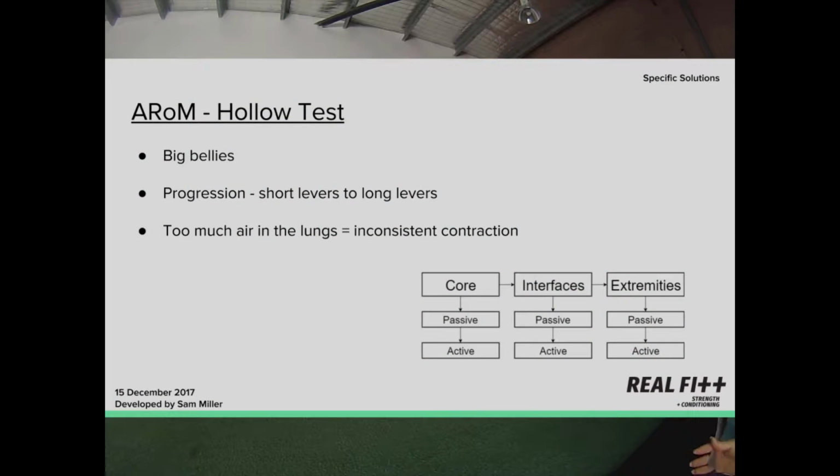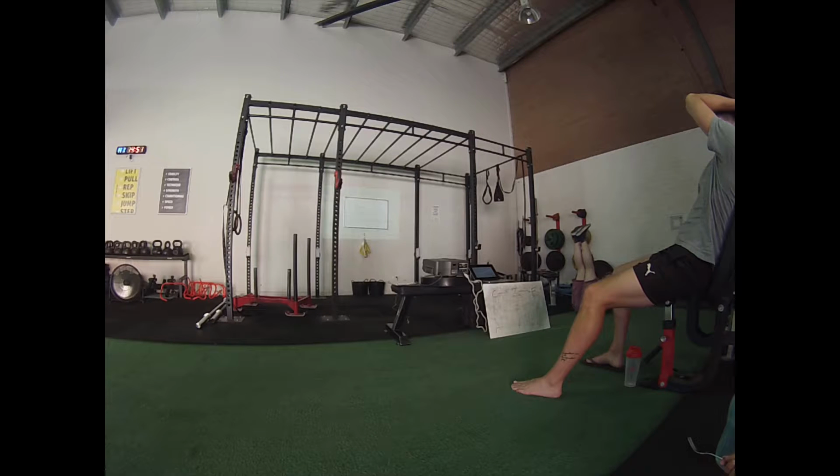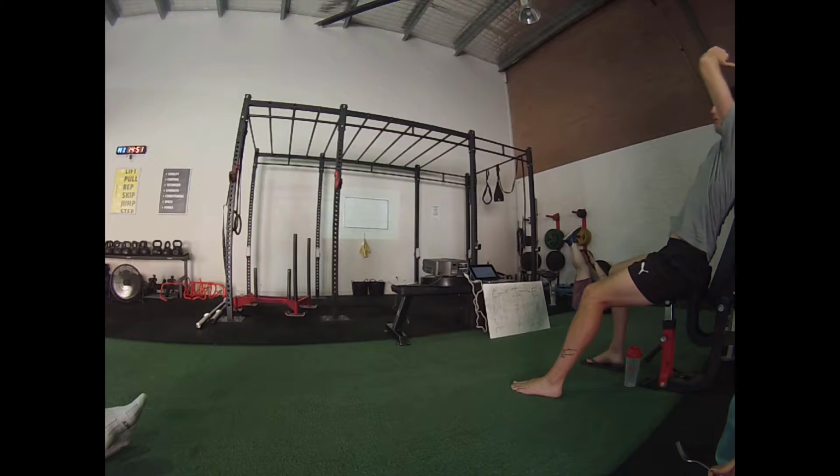Hollow test, the same thing. Big bellies are going to be a big problem though, because that weight is going to be pushing on them and making it very difficult to get them into that position to begin with, because the fat just isn't going to compress enough if there's enough of it. So you want to get them as far as you can.